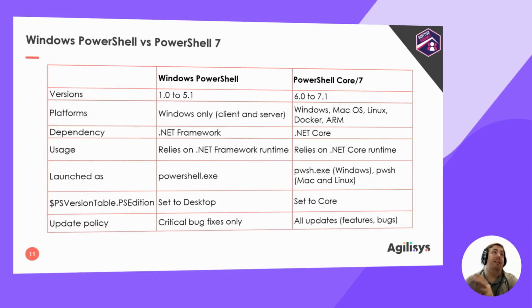Again, we have the difference between .NET Framework and .NET Core, or .NET 5 as it's known. And I think the other key thing on this slide that I really wanted to call out is the update policy between them. And this is really the one that should hopefully make the case for you to think about moving. For me, 5.1, or your traditional Windows PowerShell, is critical bug fixes and security updates only at this point, whereas PowerShell 7 is receiving all features being introduced, bug fixes, and the like. This is where everything's going to happen for PowerShell.